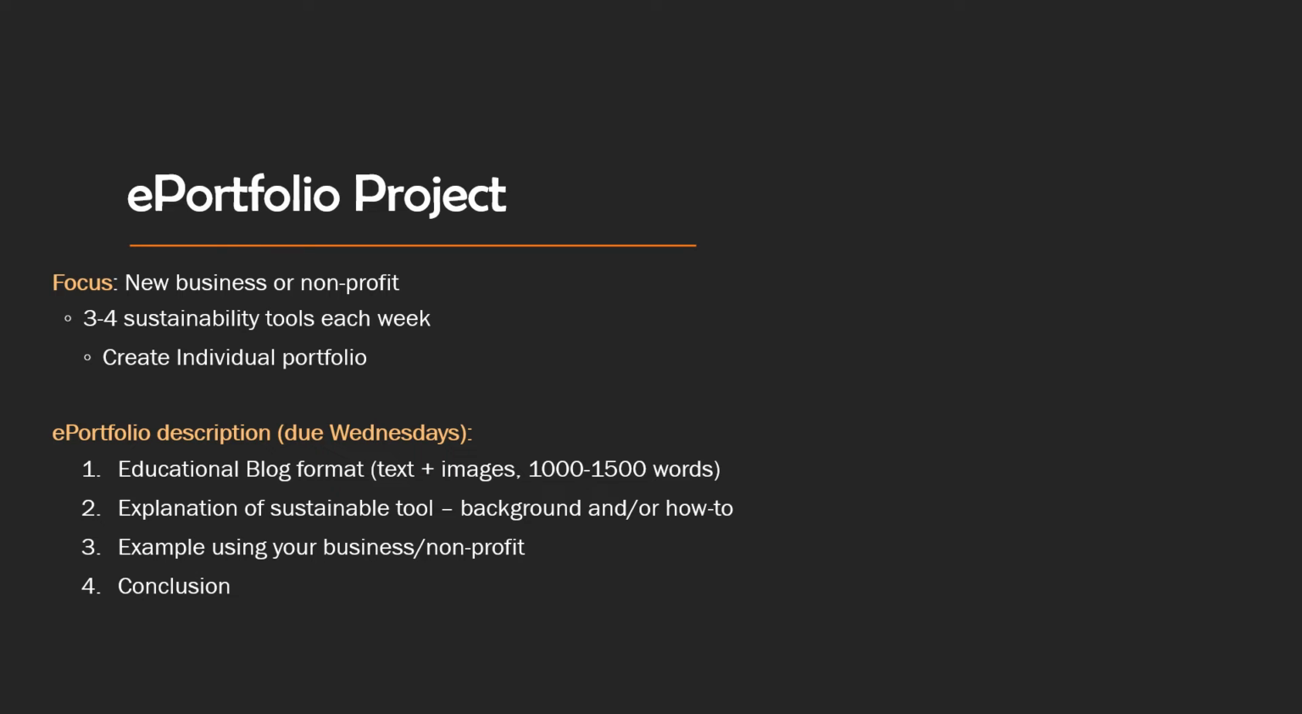I'll show it to you in a minute. It'll have text and images. It'll be 1,000 to 1,500 words. It will include an explanation of each sustainability tool, a background, and maybe a little how-to on that. Then you will use your new business or nonprofit as the example in order to educate everybody else in your business how to do this. And then you'll have a conclusion.